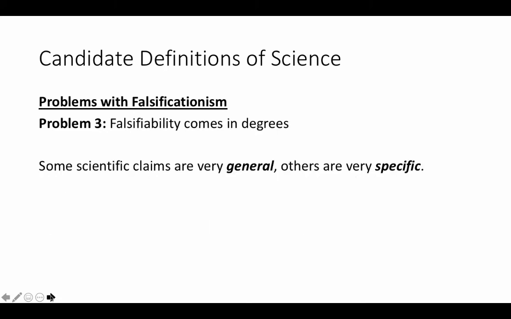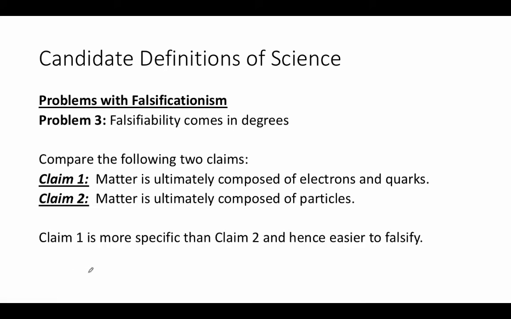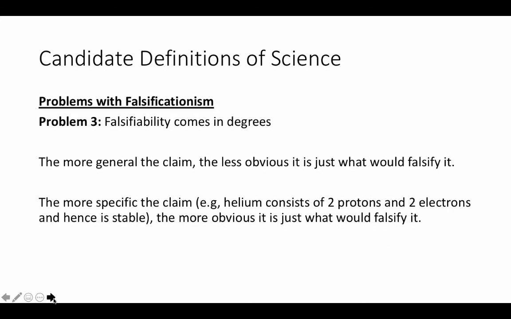Another issue is that falsifiability itself comes in degrees. Some scientific claims are very general. Other scientific claims are very specific. Here's a fairly specific claim: matter is composed of electrons and quarks. Here's a more general claim: matter is composed of particles. Well, claim 1 is more specific than claim 2, and it's easier to falsify more specific claims. Hence, falsifiability comes in degrees.